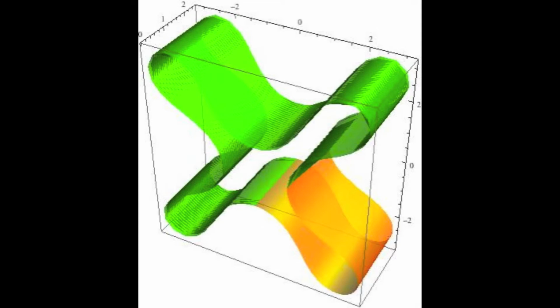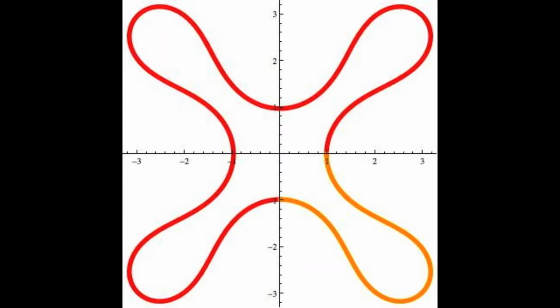In this video, we will describe all solutions of equation 1, which are cylinders over a planar curve. In order to describe a cylinder, we only need to consider its profile curve, which is the intersection of the cylinder with the xy plane.